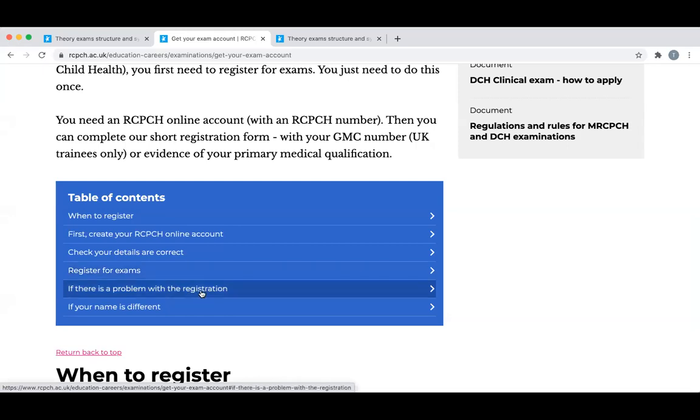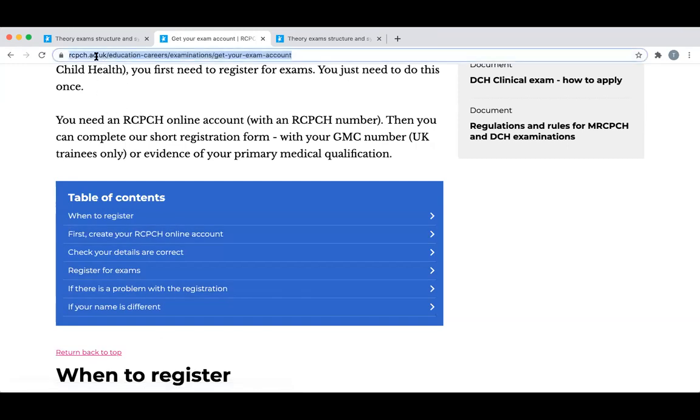If there is any problem at any point, you can mail RCPCH directly, and they are very helpful. They usually reply within 1 or 2 days. You should remember your name and your ID password. You should write it down in your Google Drive so that you do not lose it. If you change your name, there are certain procedures. So this is how we open our account. This is the RCPCH account, UK, education, careers, examination. This is your exam account. Any question until now?